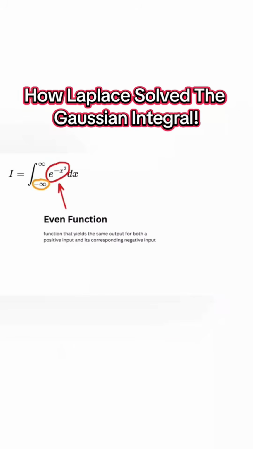For that, we let the value of the Gaussian integral be called I. Now, since this is an even function, minus infinity to plus infinity becomes 2 times the integral from 0 to plus infinity of e raised to minus x squared dx.